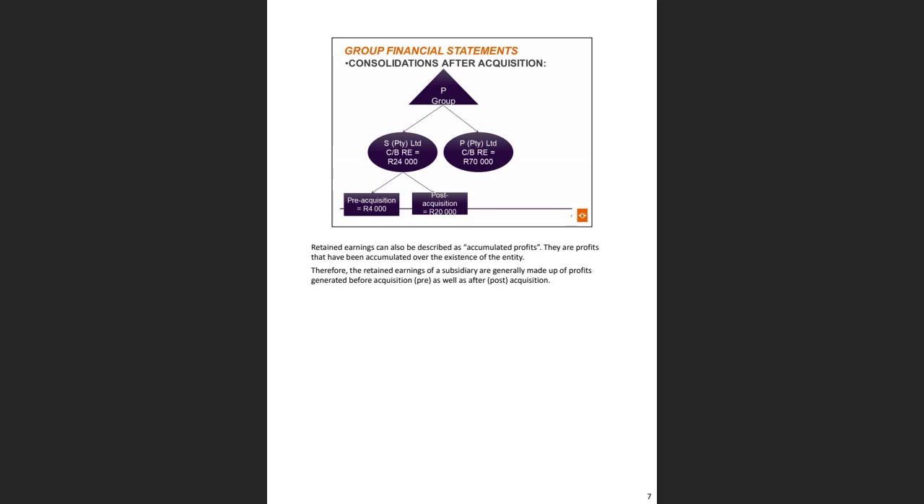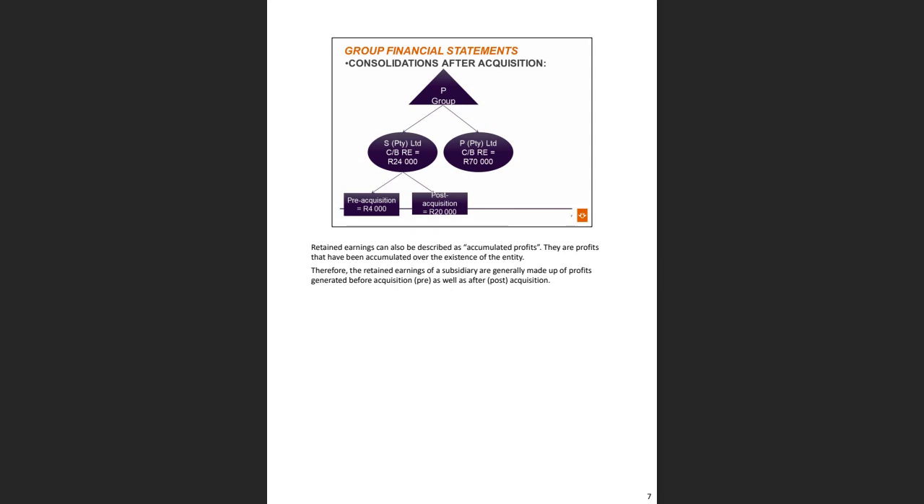Okay, so when we think of retained earnings, you must think of it as accumulated profits. So retained earnings can also be described as accumulated profits. These are profits that have been accumulated over the existence of the entity. Therefore, the retained earnings of a subsidiary are generally made up of profits generated before acquisition, known as pre-acquisition profits, as well as post-acquisition profits, which are the profits that are made after it is acquired.